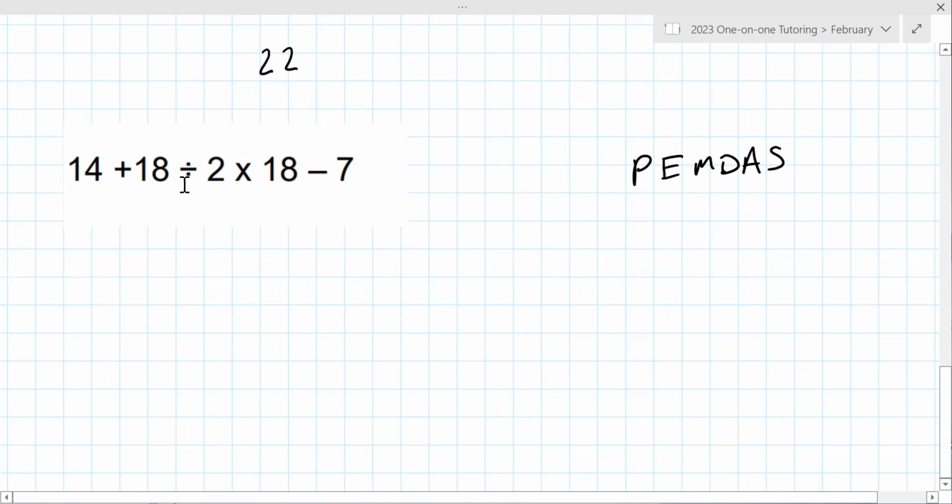Oh, so it's 18. You're going to take 18 and divide by 2, but isn't there a multiplication that comes before that? 2 times 18? Or maybe it doesn't matter. Yeah, the answer is it doesn't matter. So what is 18 divided by 2?